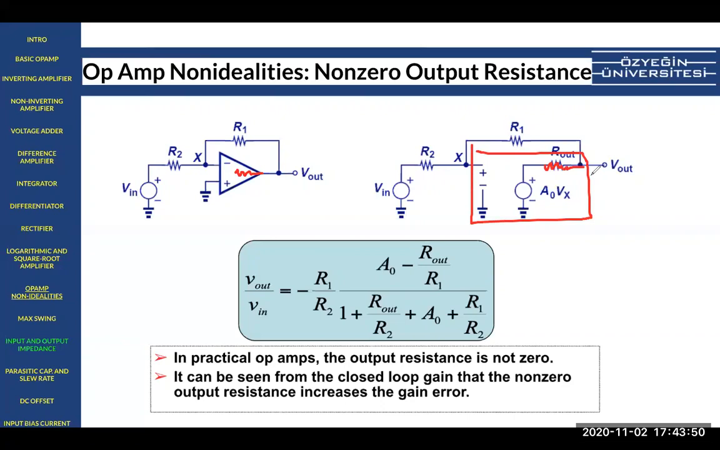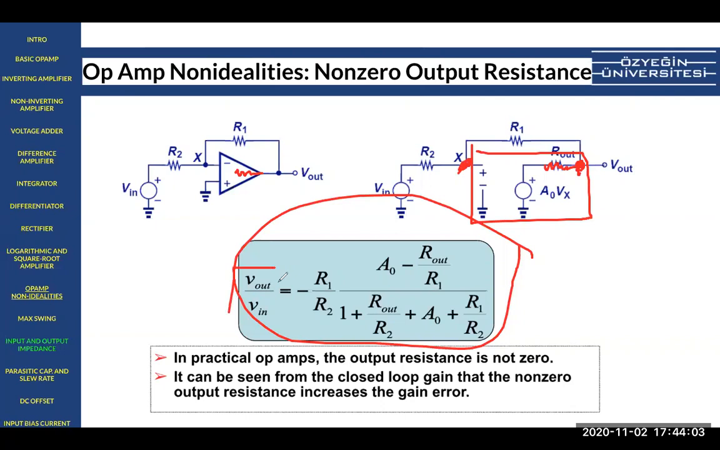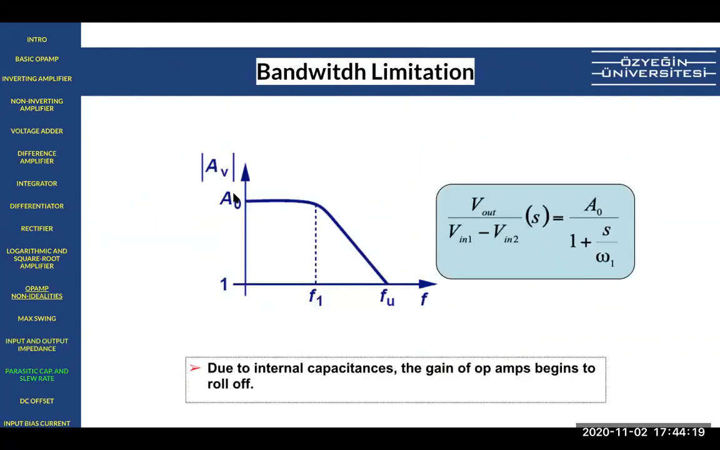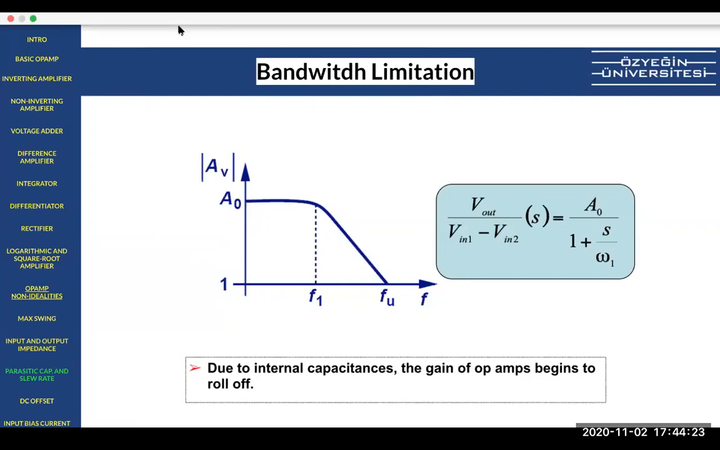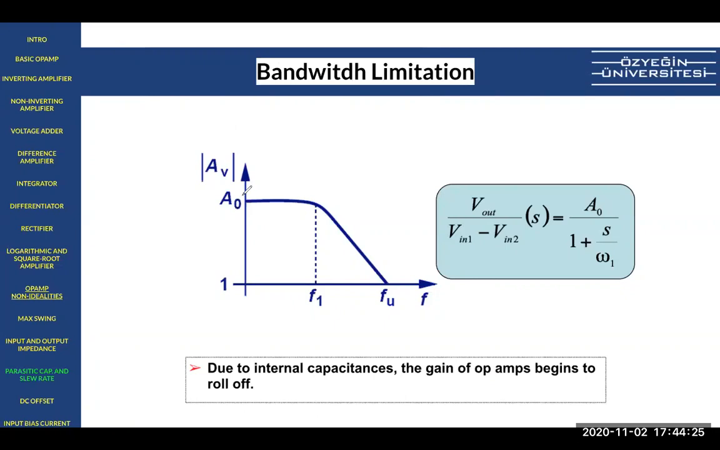And then when you do the characteristics, you do nodal analysis at X, you do nodal analysis at Y, and then you can get the formula of the transfer function, V out over V in, including A zeros, including R out. There is a bandwidth limitation, which I mentioned to you. The Opamp's gain is not fixed over infinite bandwidth. It comes to a point, then it starts to drop.